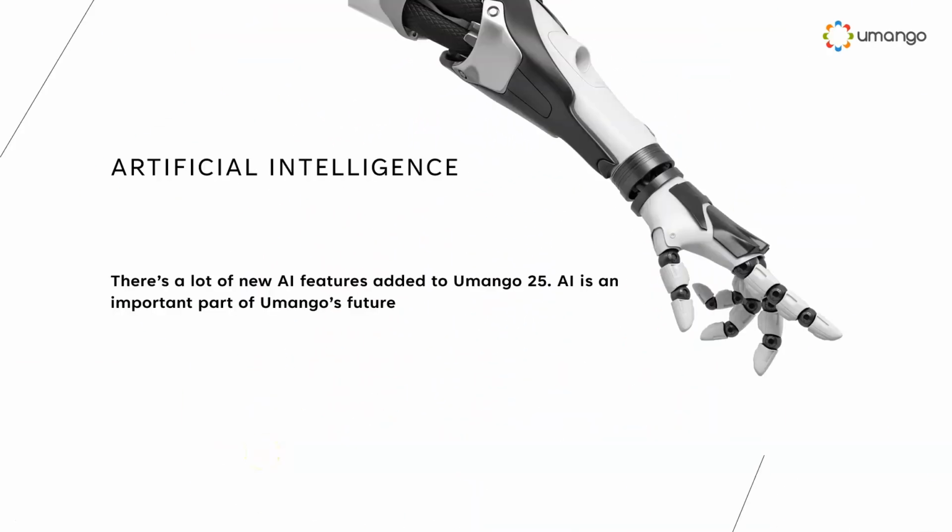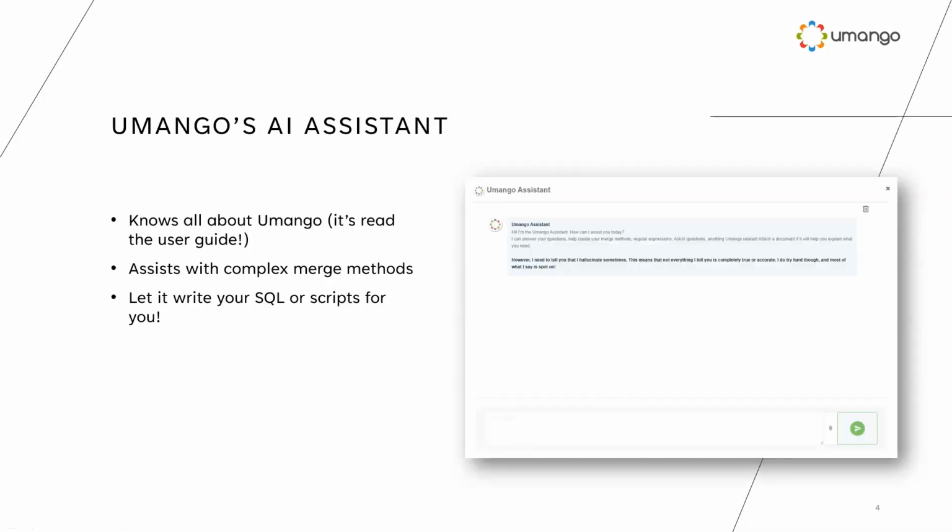Well, AI is where it's at, whether you like it or not. AI is taking over the world. So we wanted to be on the front foot with that. And as I mentioned earlier, we've already implemented a lot of AI functionality into Umango in Umango 23. Well, there's a lot more in Umango 25, and we think you're going to love it. It's going to make your life easier. We're all about that.